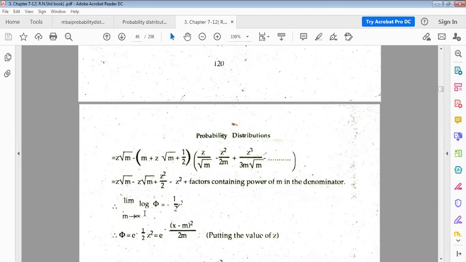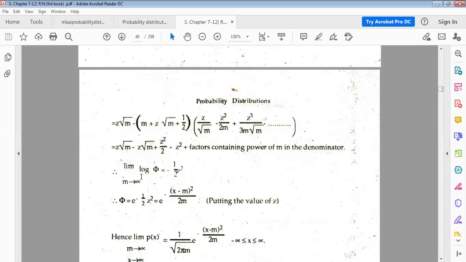Since m tends to infinity, m is very large, putting m equals to infinity we get 1 by infinity in every term, and 1 by infinity is 0. So in the limit m tends to infinity, log phi equals only minus half z square. So phi equals, taking exponential on both sides, e to the power minus half z square.